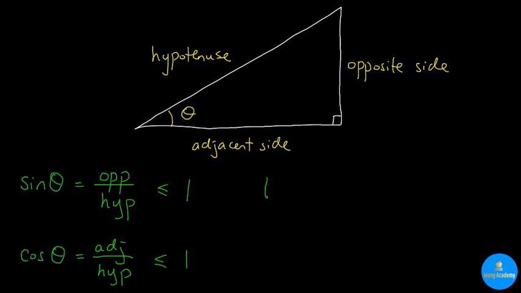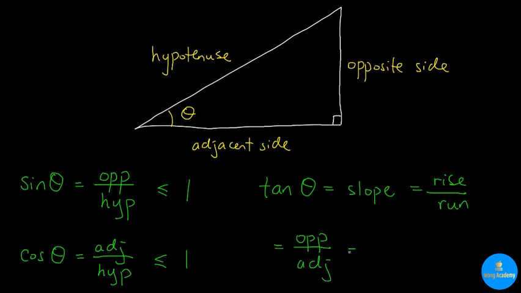As for tangent, tangent of theta is actually equal to the slope of the hypotenuse. The slope is given by the rise over the run, as we all know. And rise will be the same as the opposite side, and the run is given by the adjacent side.